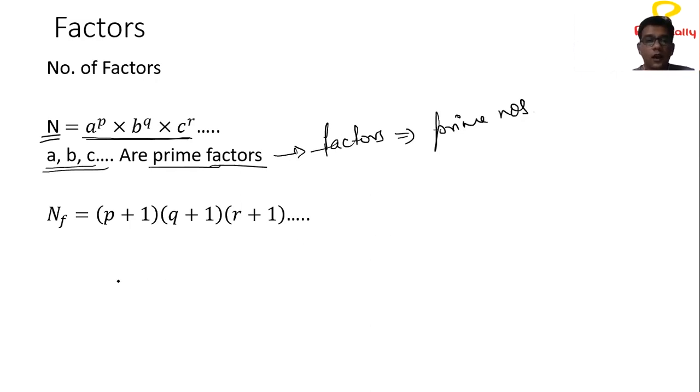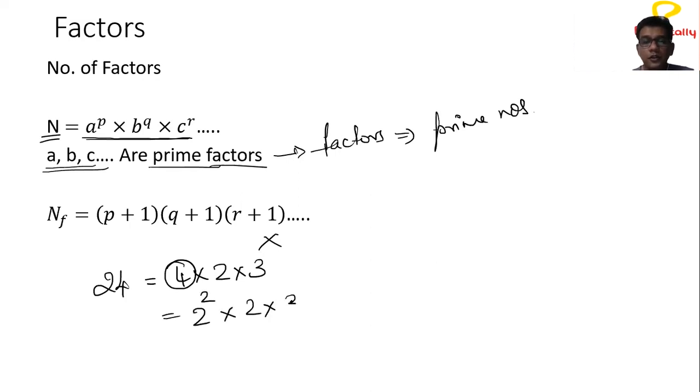Which means I cannot write 24 as 4 into 2 into 3, because 4 is not a prime number. I neither can write this as 2 square into 2 into 3. Even though both 2s are prime numbers, I cannot write it this way because all the same prime numbers should come under one bracket. So you cannot write it as 2 square into 2. You have to write it as 2 cube into 3.